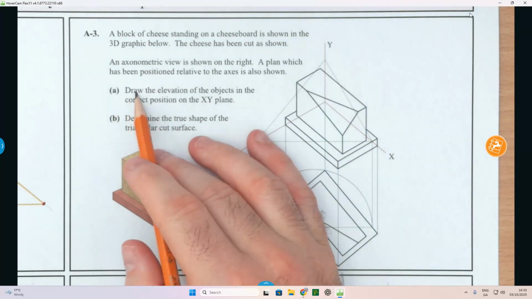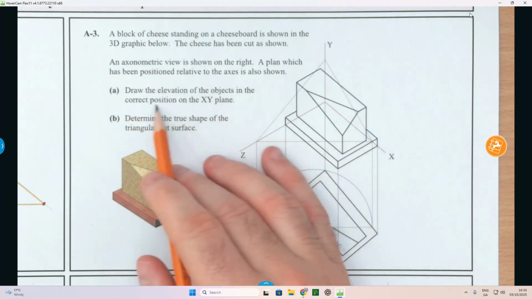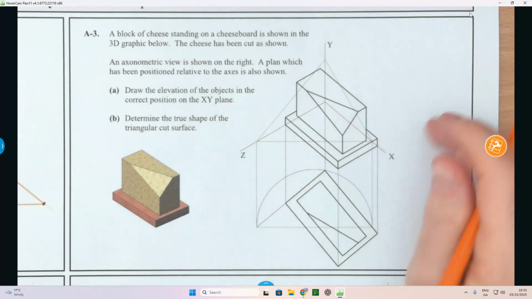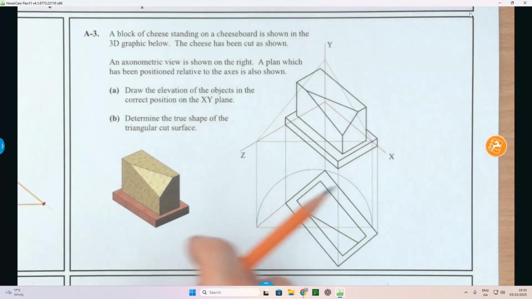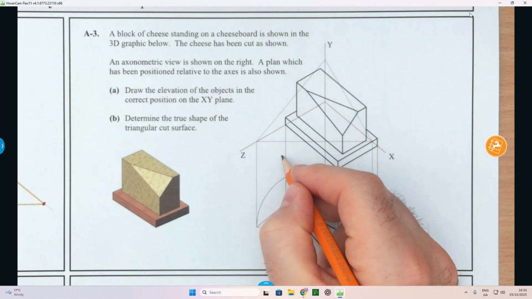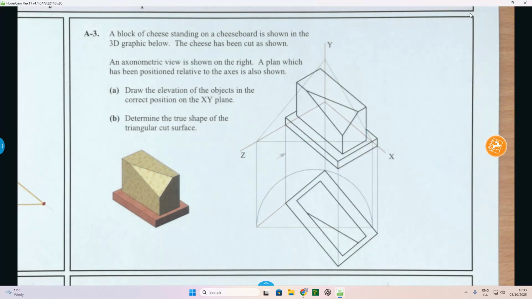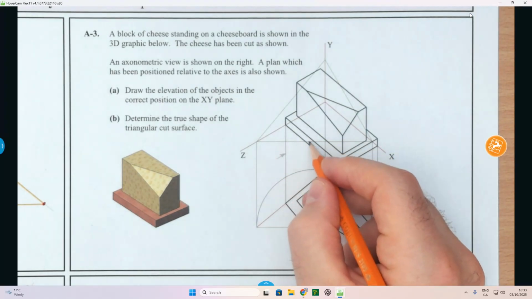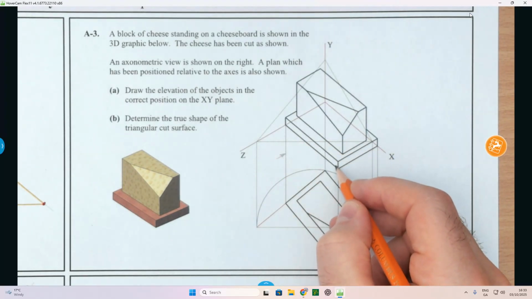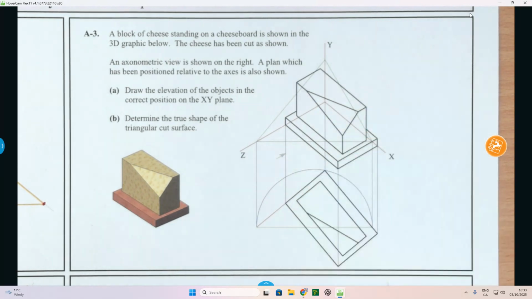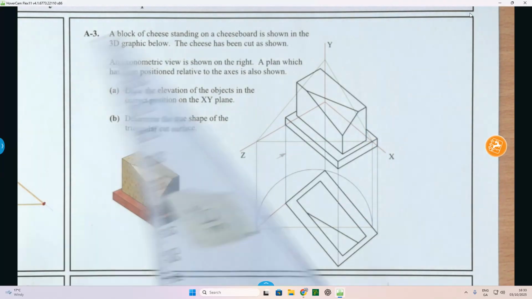Part A, draw the elevation of the objects in the correct position on the XY plane. So if you look at X and you look at Y here, they're asking us to draw the elevation view. So what do we see if we were looking at it essentially in that direction there? Okay, so I'm clearly going to see the front of the block here, the cheese block or the board, and then I'm going to see the actual cheese with the cut surface there as well. So I actually have to draw in the elevation view. So how do I do that?